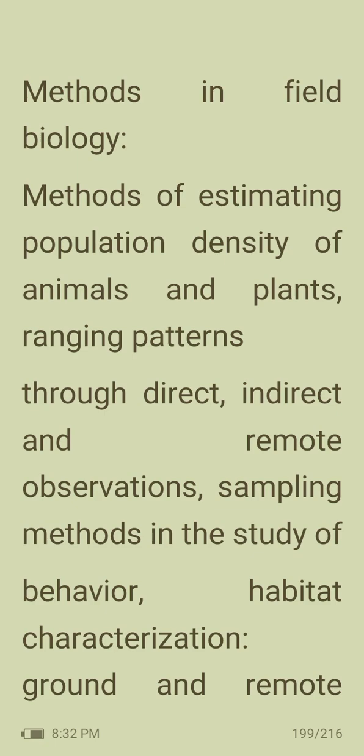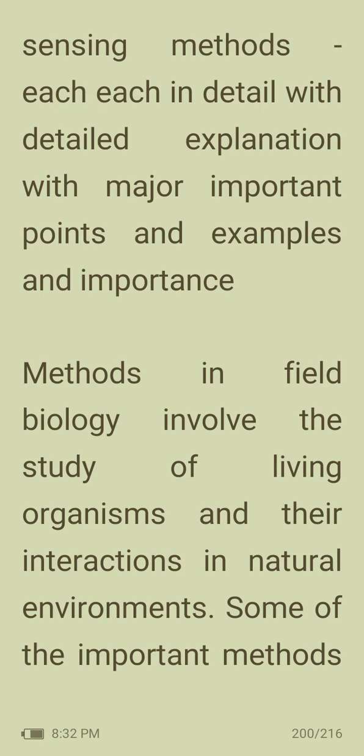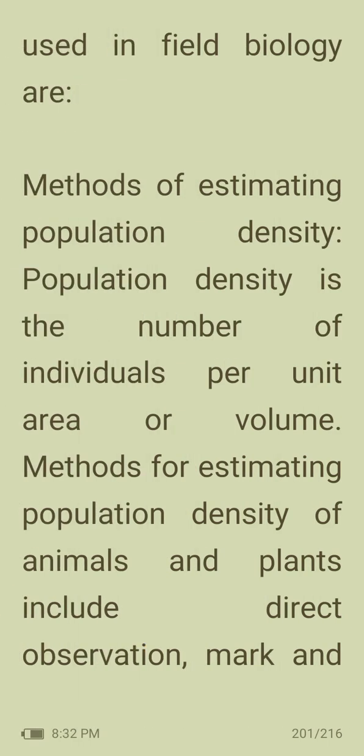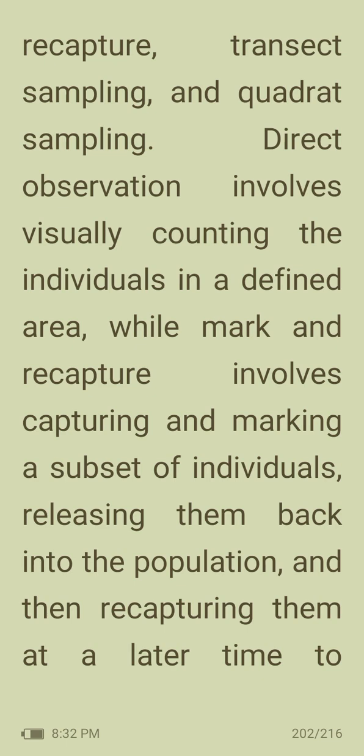So, methods in field biology. Next, methods in field biology involve the study of living organisms and their interactions in the natural environment. Some of the important methods used in field biology are methods of estimating population density. Population density is the number of individuals per unit area or volume. Methods for estimating population density of animals and plants include direct observation, mark and recapture, transect sampling, and quadrat sampling.